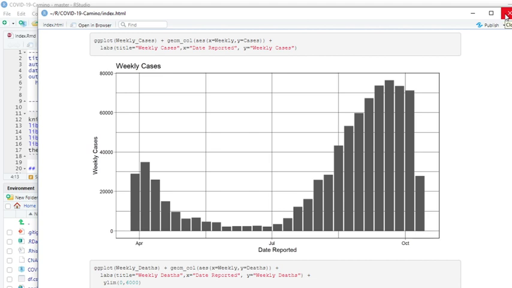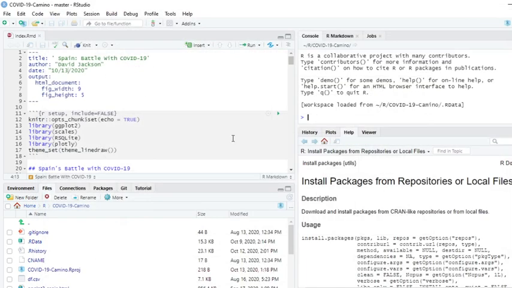So maybe that semi-lockdown is having some effect after all. But we have to continue to watch over the days and weeks to come.